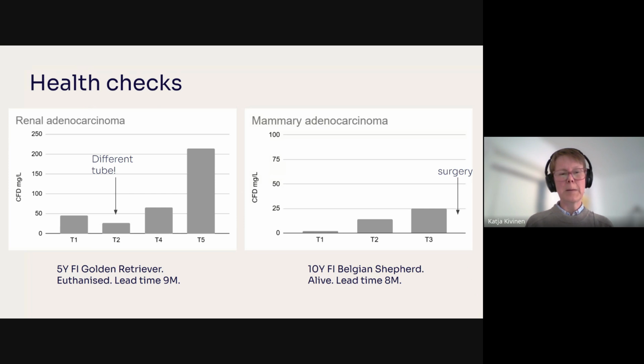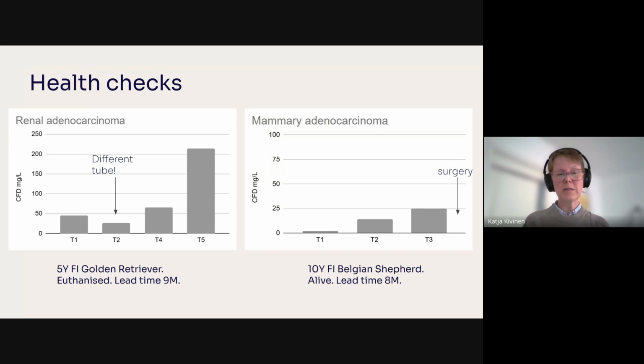And then we took another test a month after that, and that was a very, very high level. And soon after that, the dog was diagnosed with renal adenocarcinoma and unfortunately had to be euthanized. But the lead time from the first test was 9 months. So if at that time we had already known that this is not normal for a dog of this age and breed, it would have given the dog a much better chance to overcome this disease.